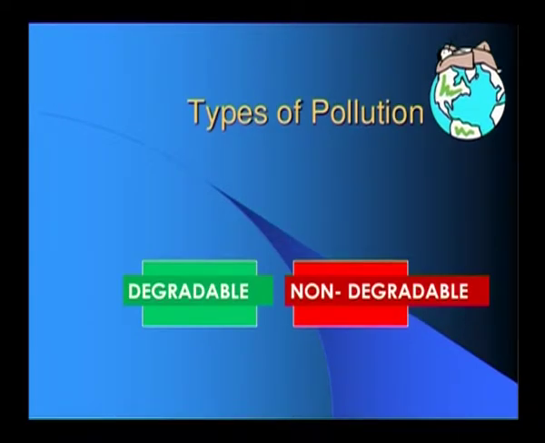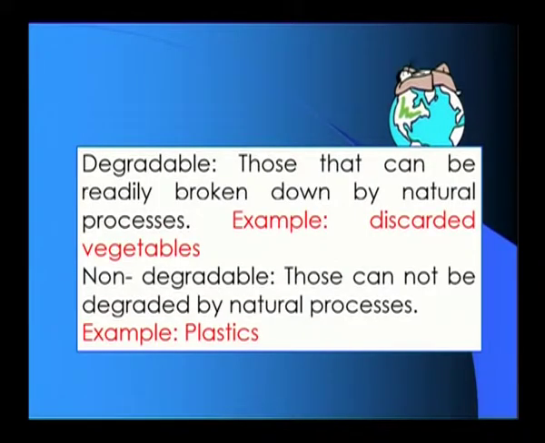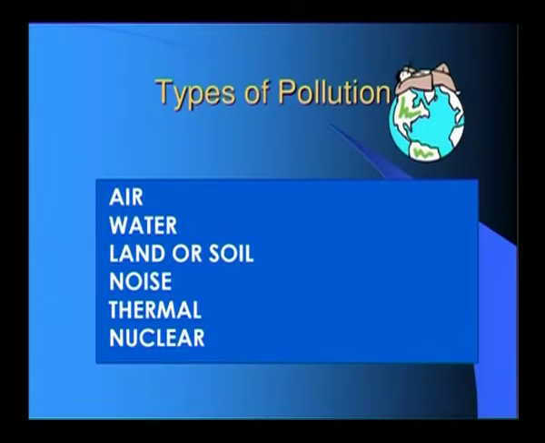Types of pollutants: degradable and non-degradable. Degradable are those that can be readily broken down by natural processes. Example, discarded vegetables. Non-degradable are those that cannot be degraded by natural processes. Example, plastics. Now, the types of pollution we will be discussing: air, water, land or soil, noise, thermal and nuclear.